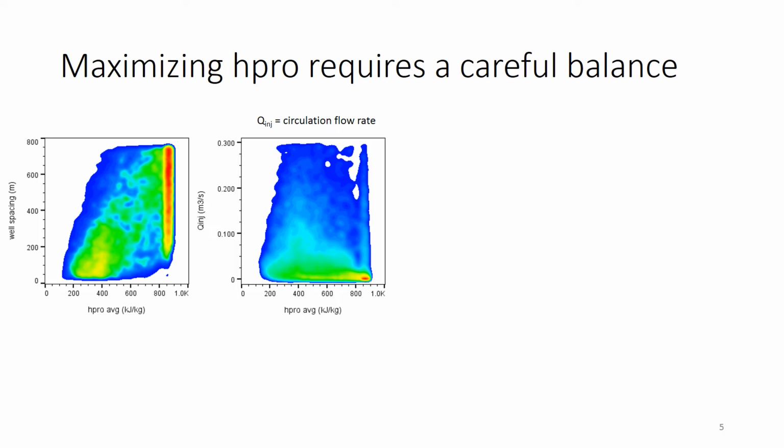Similarly, we want to keep the circulation flow rate, Q, low. You can see here, if we increase it past about 0.02, we really start to drop off in the number of wells that have an H-Pro above 800.